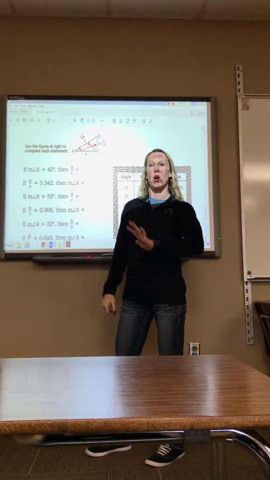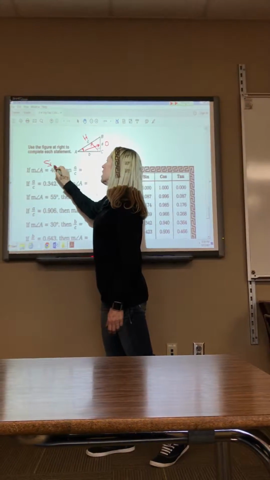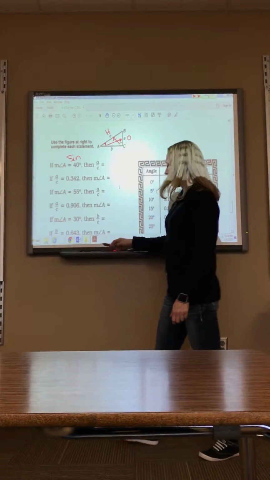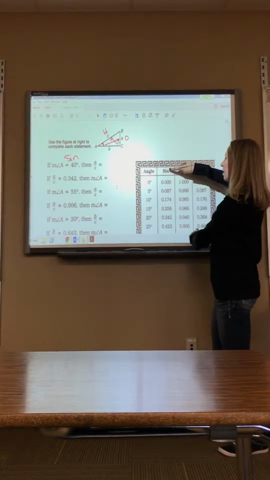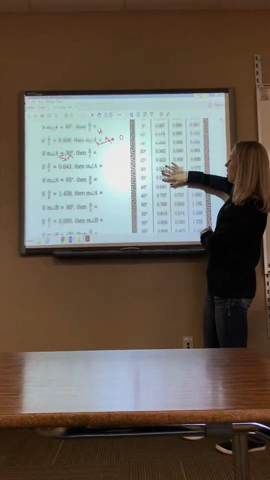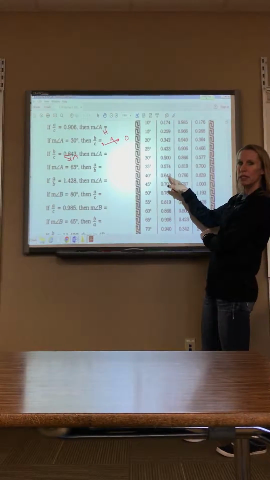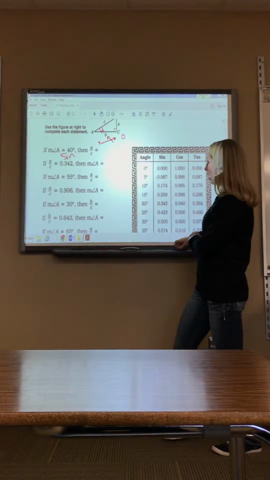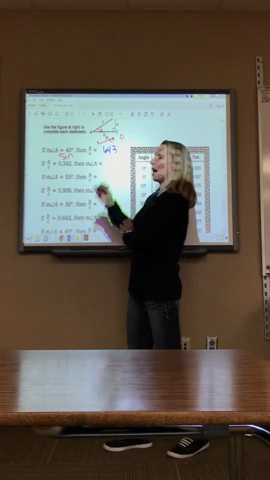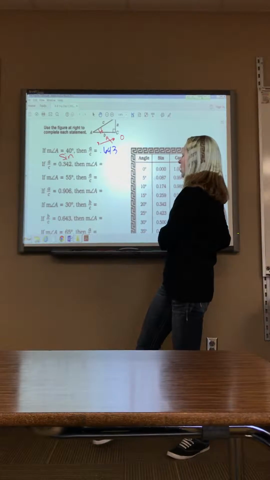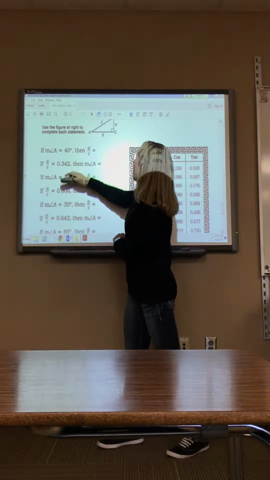So the only one with O and H is sine. So I have to look at sine of 40 degrees. So you come to the table, locate sine, go down to 40 degrees, and it's 0.643. So here you're going to put 0.643 as your answer.